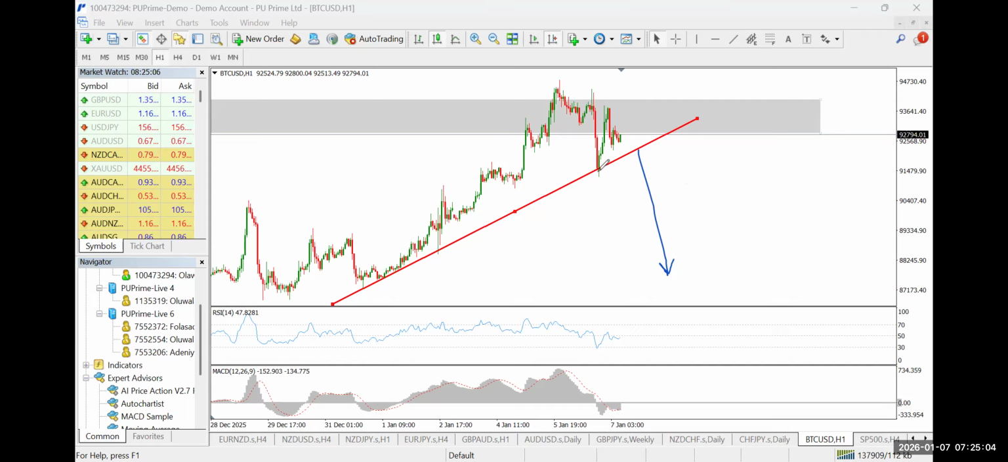So for BTC USD, I am bearish. We're waiting again for price to break out below the lower trend line to trigger a sell on BTC USD. So that's the bias for BTC USD.